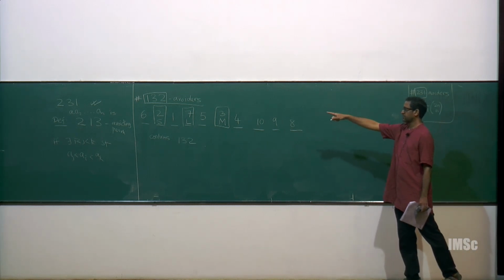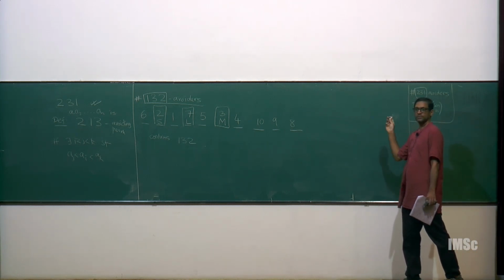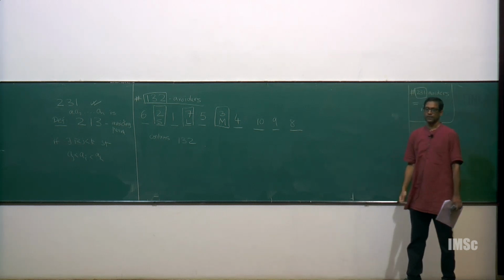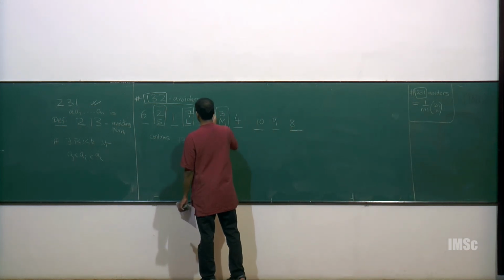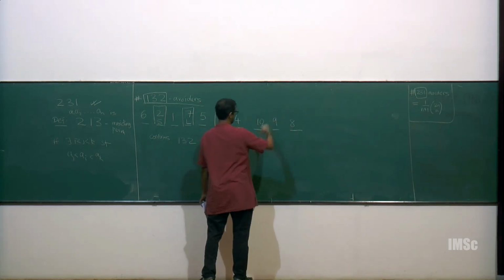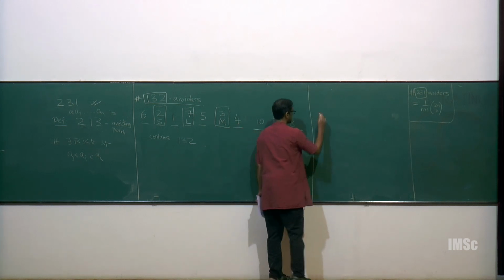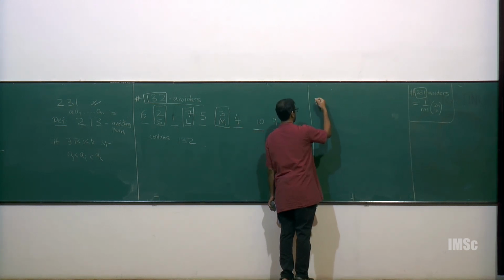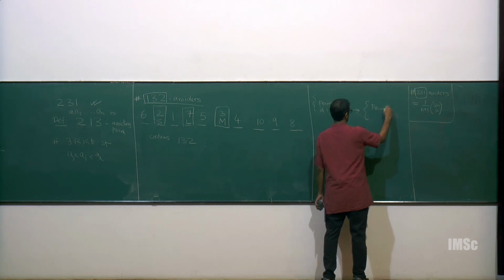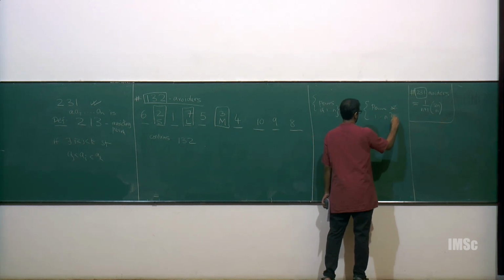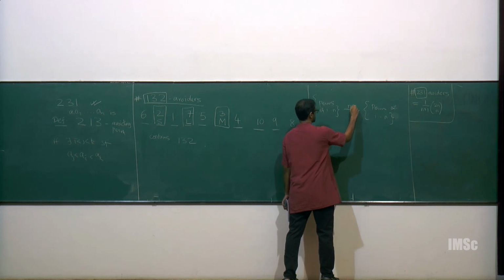So if a permutation contains 1, 3, 2, then its reverse contains 2, 3, 1. Okay? So in fact, if a permutation avoids 1, 3, 2, its reverse avoids 2, 3, 1. So this is the usual sort of thing about bijections. So here's what we do. We look at the set of all permutations of 1 to n, to the set of all permutations of 1 to n. I've got this map called reverse.